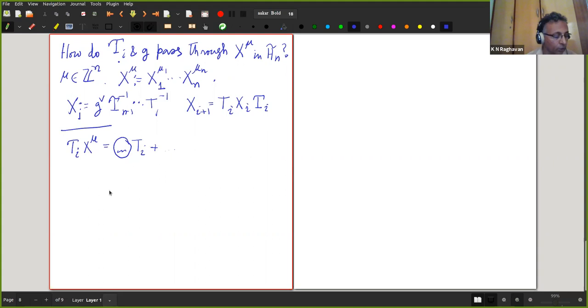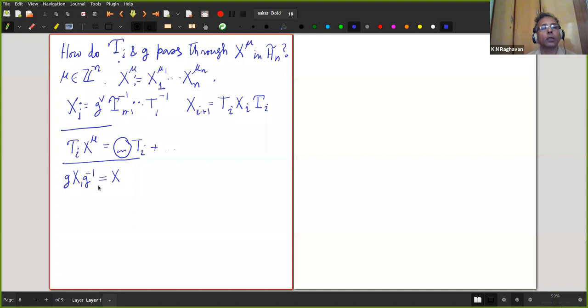So let us do the one for G, that's easy. Let us try to see what happens. G Xi G inverse, if you recall, I wrote this sometime back, is Xi plus 1 for i between 1 and n minus 1, and then G Xn G inverse is q inverse X1. We have this, so it is easy to work out what happens when G passes through. Let's quickly do that. G x mu, so I'm doing the calculation, is equal to, let's write this as G x mu G inverse G.